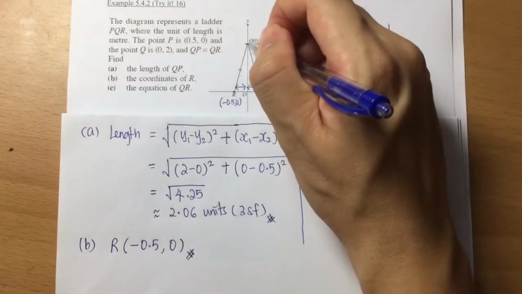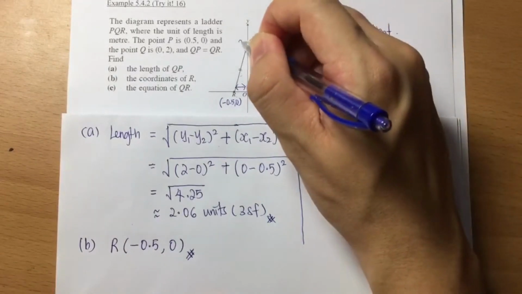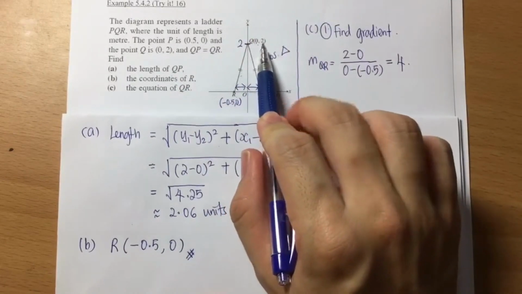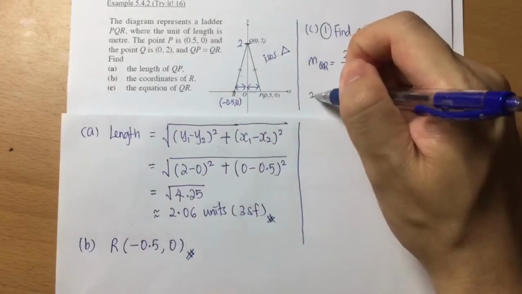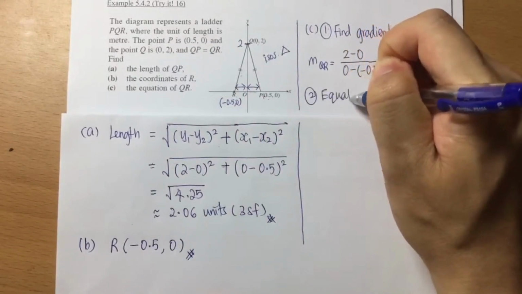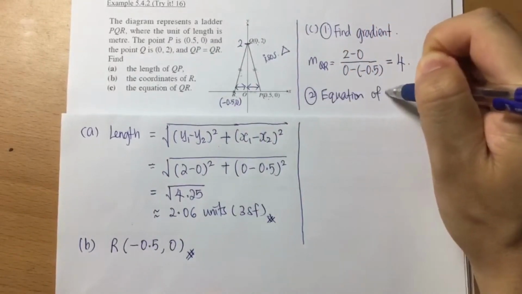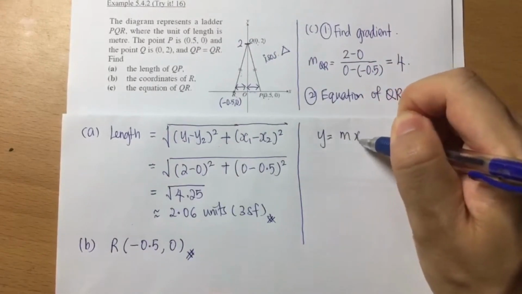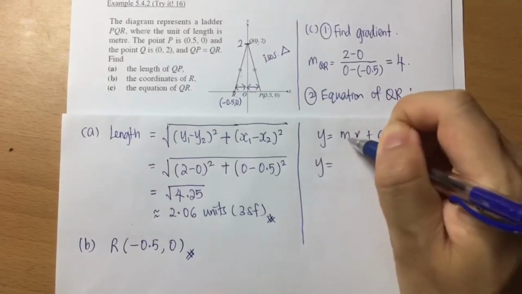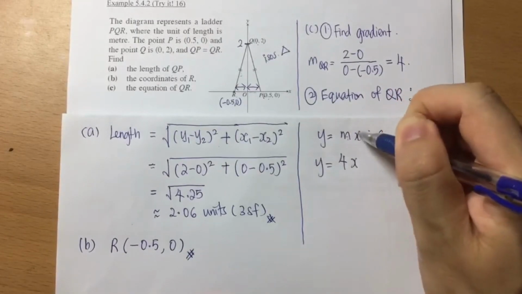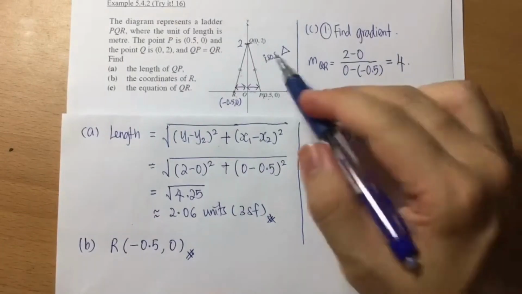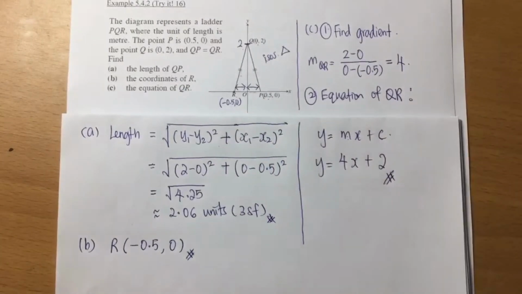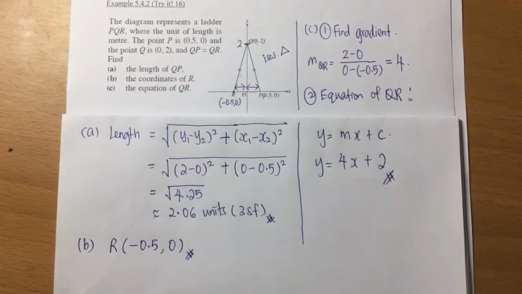And if you look carefully, the y-intercept is actually 2. Therefore, for the equation of QR, y equals mx plus c, we have the gradient 4 for x, we have the y-intercept 2, and that concludes this question.